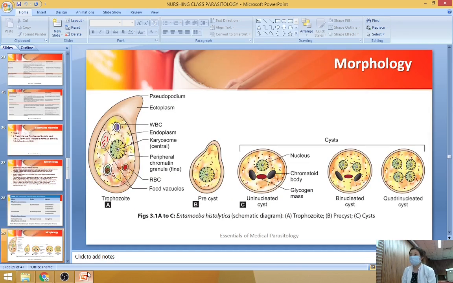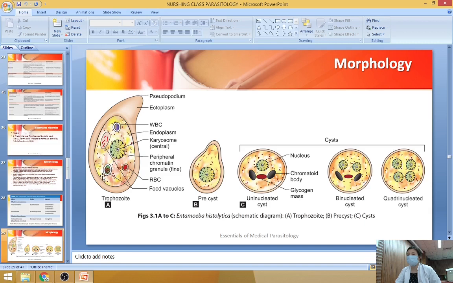Then morphology of Entamoeba histolytica. See, trophozoite, pre-cyst and cyst. The cyst is the egg form, and the trophozoite form is the adult form. Here is a pseudopodium, which is required for movement; they move with the help of pseudopodia. Ectoplasm lies outside, and this is the WBC. Endoplasm is the inside part, filled with fluids. And this is the karyosome. Karyosome is the nucleus. Then peripheral chromatin and all.